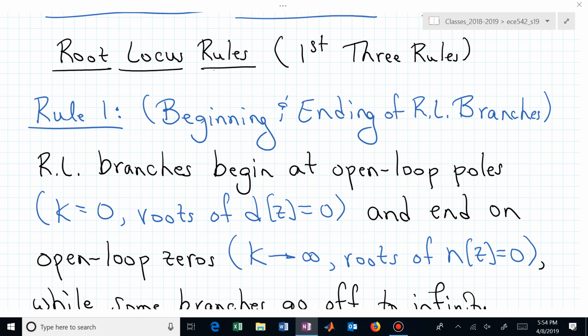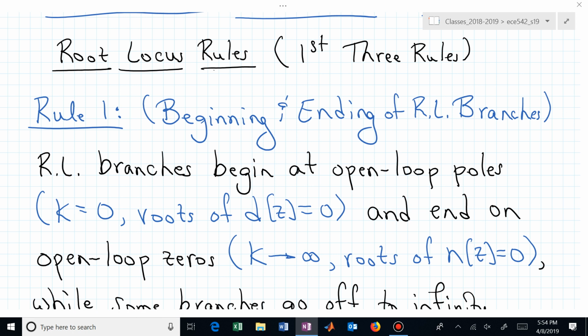Now, how many branches go off to infinity? That's equal to the pole zero excess. Let's say that we had a pole zero excess of 2, and maybe we had 4 poles in g bar of z. Now we have 4 branches of our root locus. 2 of those branches will terminate on finite zeros, these zeros or these open circles in our complex C-plane, and 2 branches will go off to infinity. Those 2 branches going off to infinity are the pole zero excess.